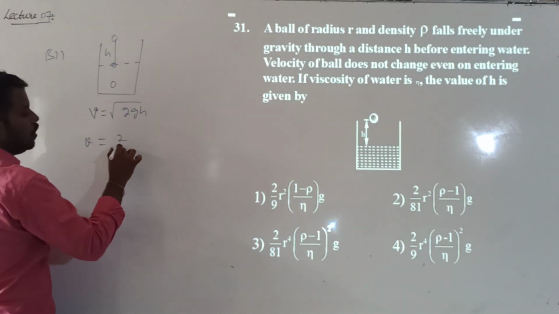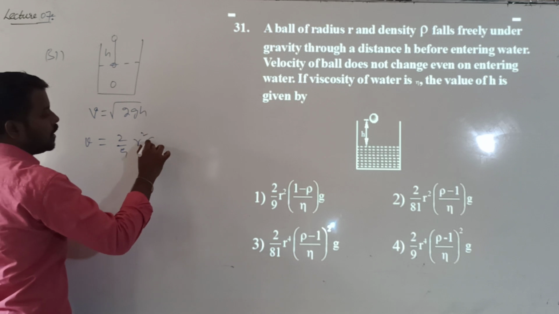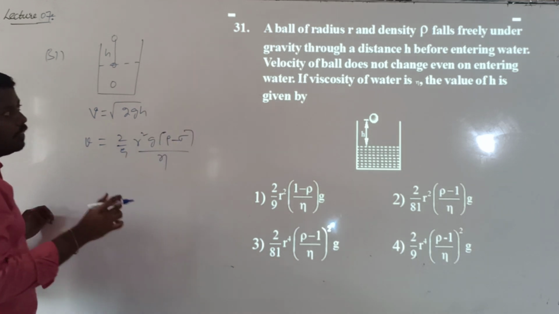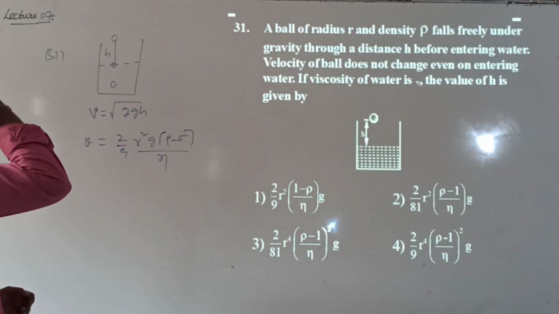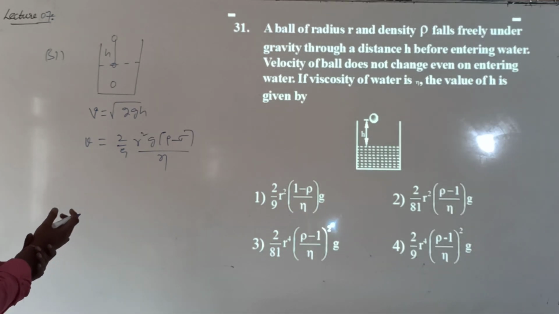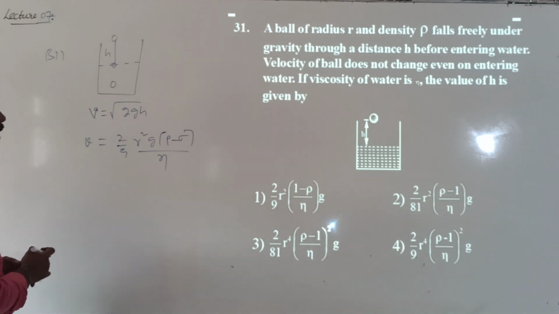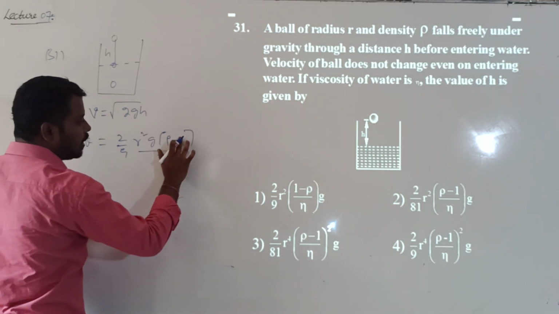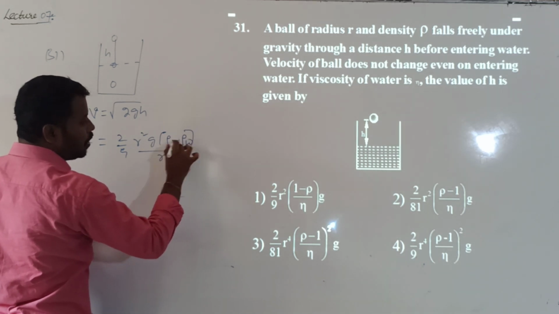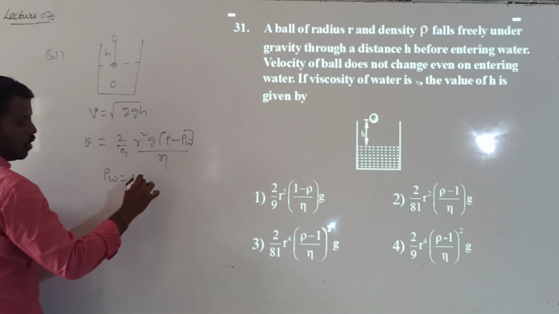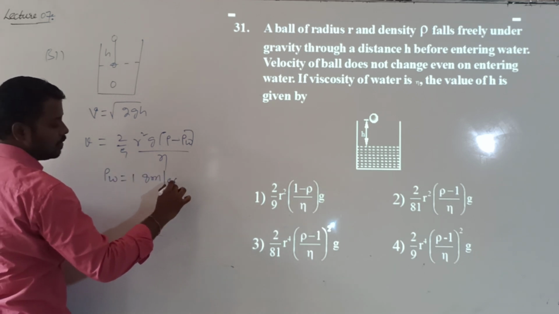The formula is V equals 2 by 9 into r square into g into (rho minus sigma) divided by eta. But here they have not given the density of the liquid; the density of the ball is given as rho. So in place of sigma, we write rho w, the density of water. What is the rho w value? In the CGS system, rho w is 1 gram per cc.